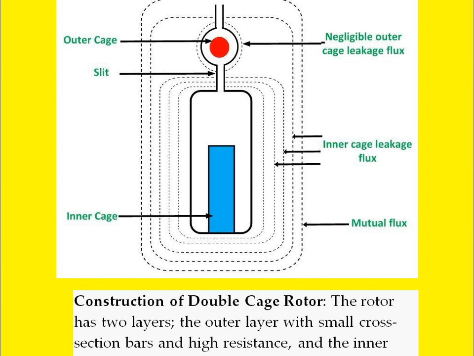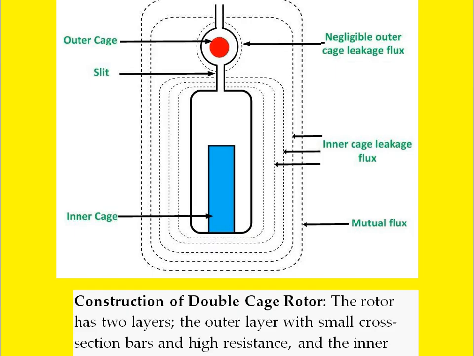When supply is given to the three-phase induction motor, the induced EMF frequency of the rotor is equal to the supply frequency. Under this condition, the leakage reactance of the inner cage conductors is very high. As a result, more current will flow through the outer cage conductors, and the outer cage conductors have high resistance. As a result, high starting torque is produced.